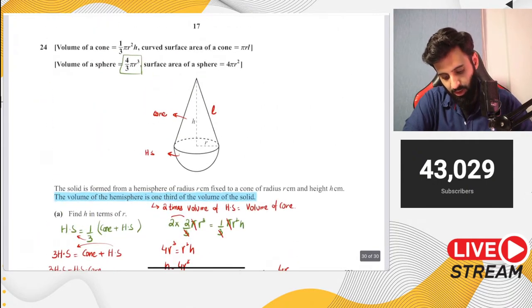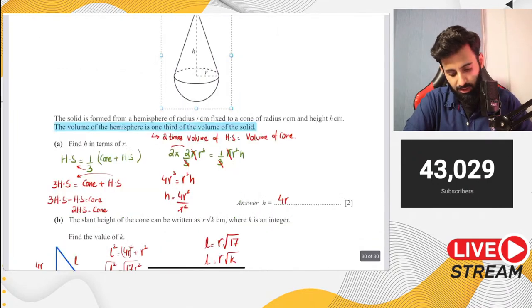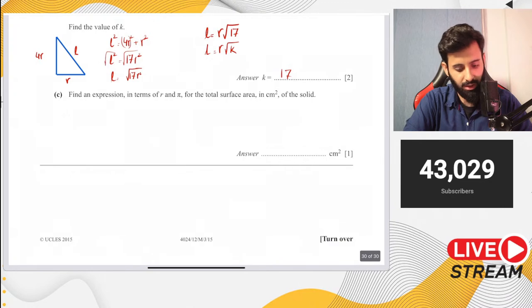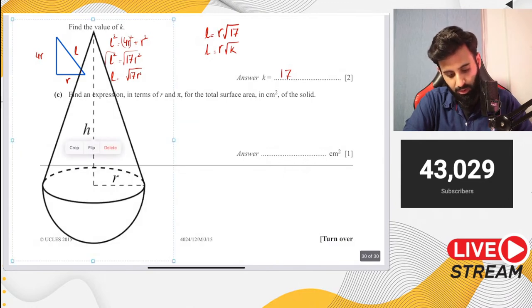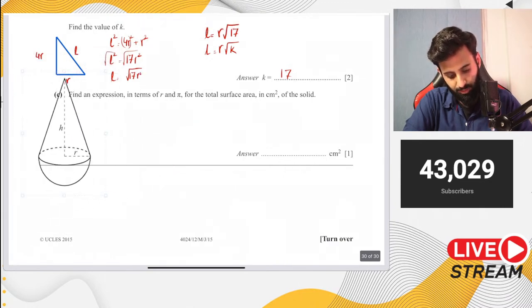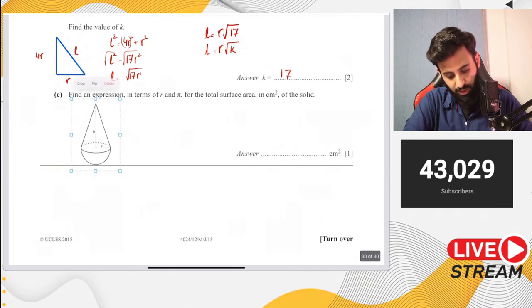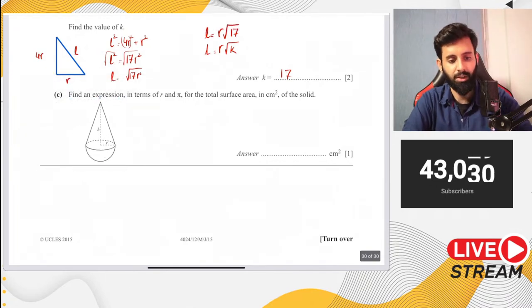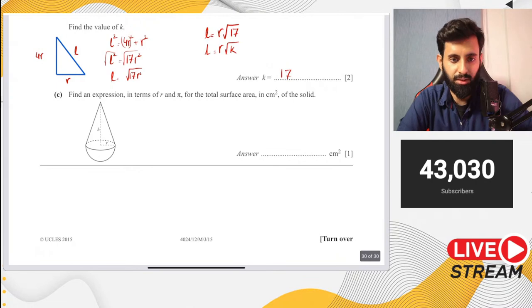Now, as always, imagine that you're holding this object in your hand. If you're holding this object in your hand, how many unique surfaces do you think you can touch altogether? Imagine you're holding this in your hand. How many such surfaces can you feel?